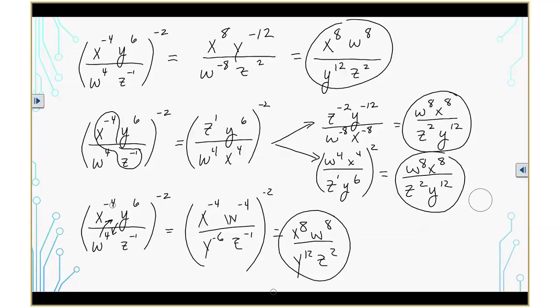I don't know what I did in the last board, but you see that it doesn't matter how you do it, you get what? You get the same answer. But evidently I did something quirky on that last board and messed myself up.